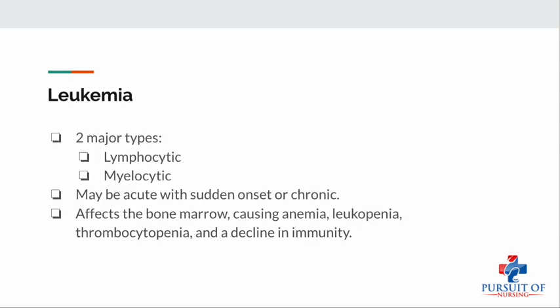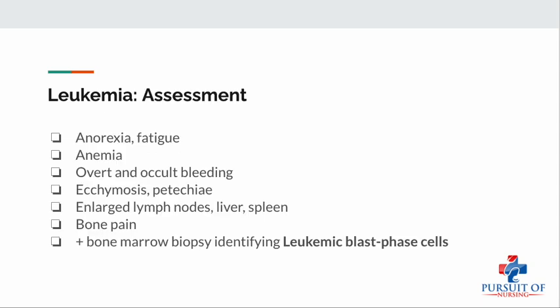All right, so leukemia is a hematological malignancy. There are 2 major types, lymphocytic and myelocytic. So lymphocytic involves abnormal cells of the lymphoid pathway, whereas myelocytic involves abnormal cells of the myeloid pathway. So it may be acute with sudden onset or chronic. It affects the bone marrow, resulting in anemia, leukopenia, thrombocytopenia, and of course a decline in immunity.